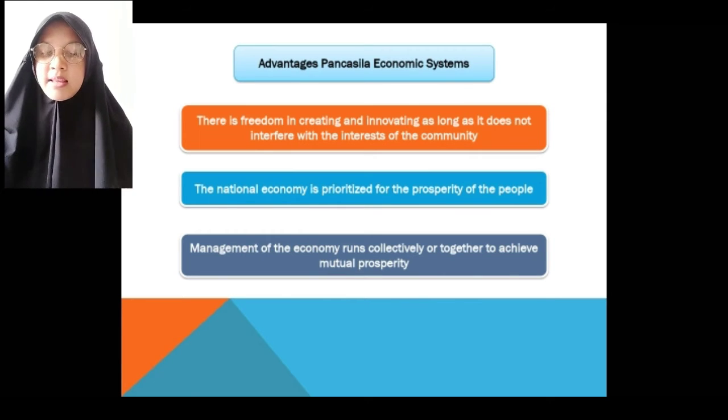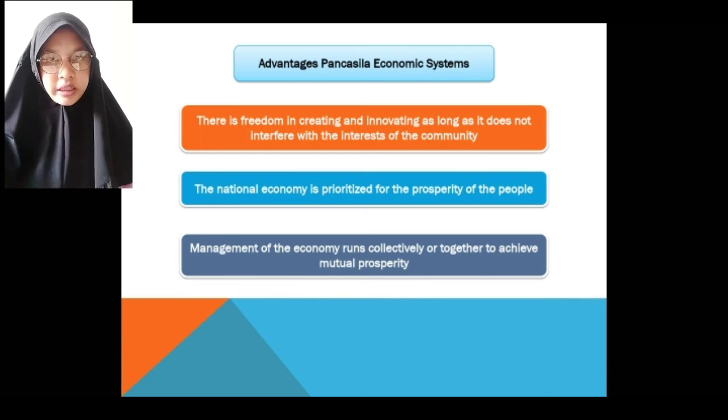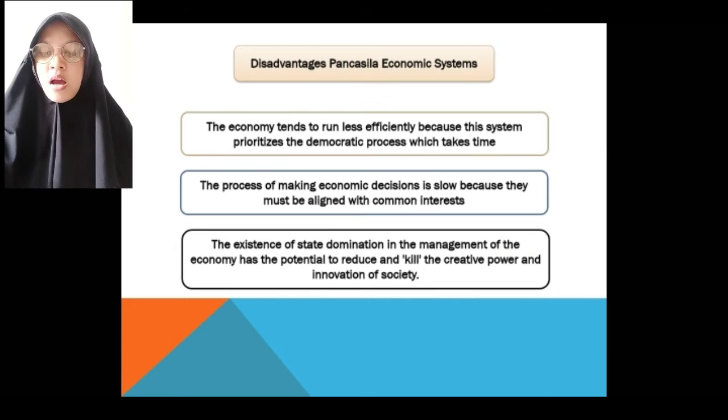Advantages of the Pancasila economic system. 1. There is freedom in creating and innovating as long as it does not interfere with the interests of the community. 2. The national economy is prioritized for the prosperity of the people. 3. Management of the economy runs collectively, or together, to achieve mutual prosperity.